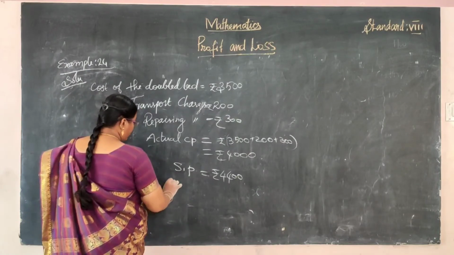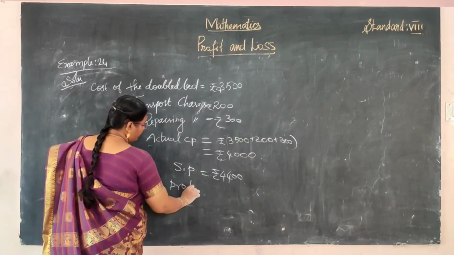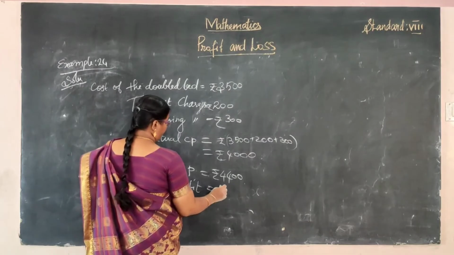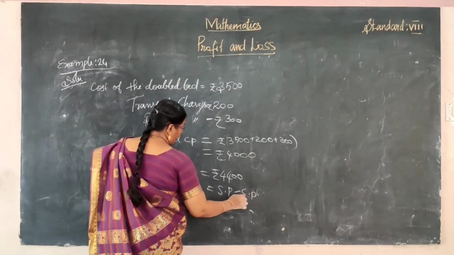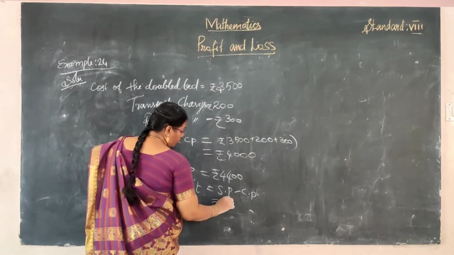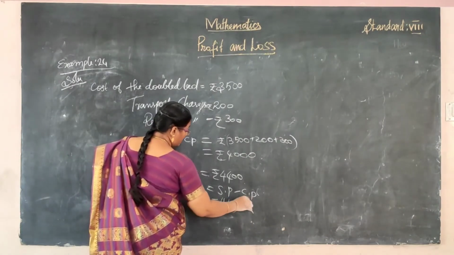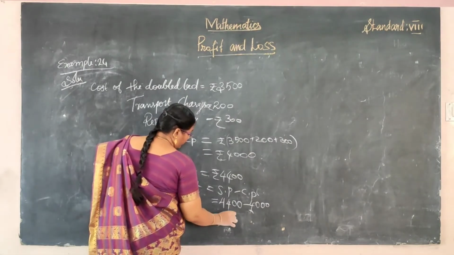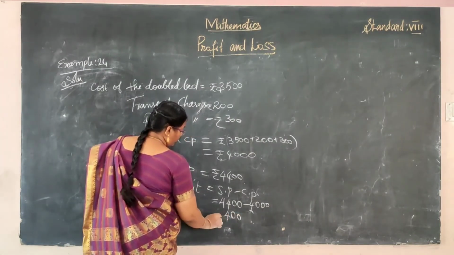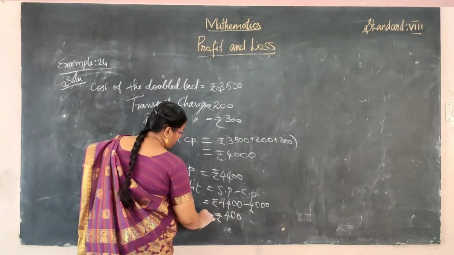Okay, so profit is equal to selling price minus cost price. So rupees 4,400 minus 4,000 equal to 400 rupees. 400.